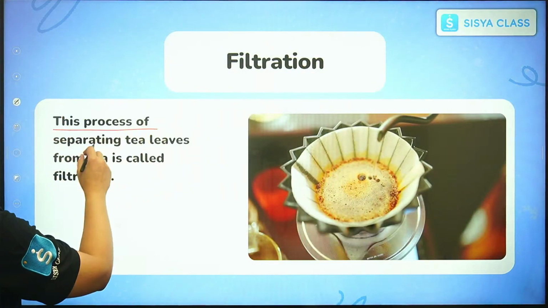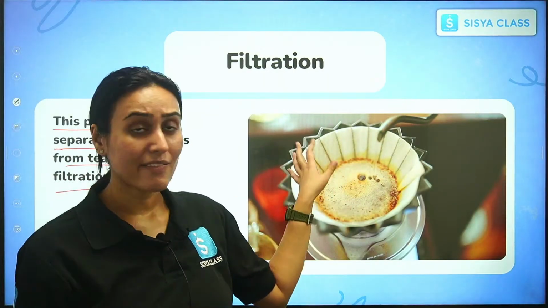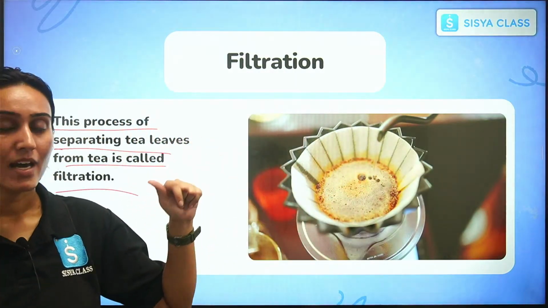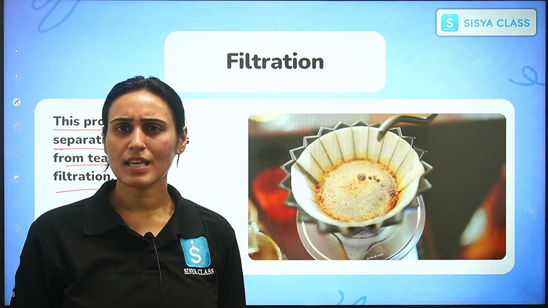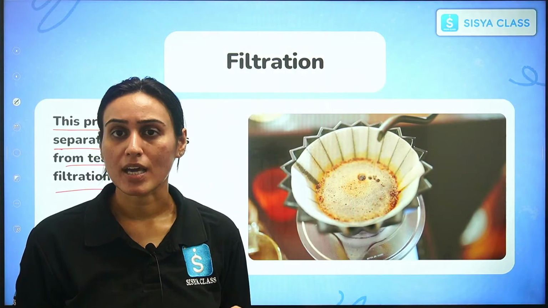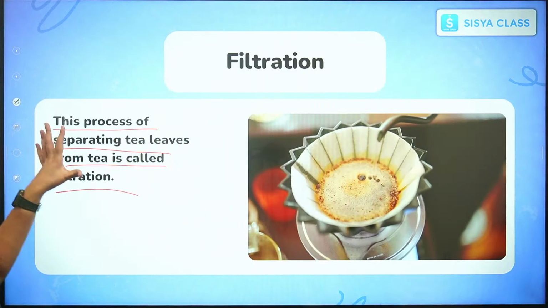So this process of separating tea leaves from the tea, this is what we mean by filtration. Here we are using a different type of setup. We are not using a strainer. If you notice, we have taken a filter paper. What is the method that we are talking about here? What are the steps involved? Let's find out, right? So this method we are talking about next.